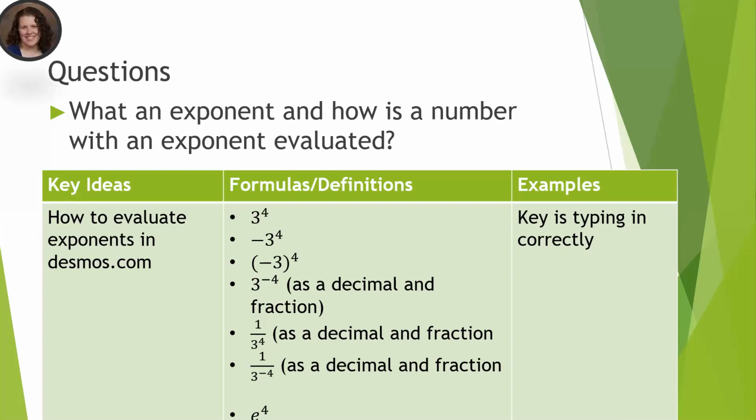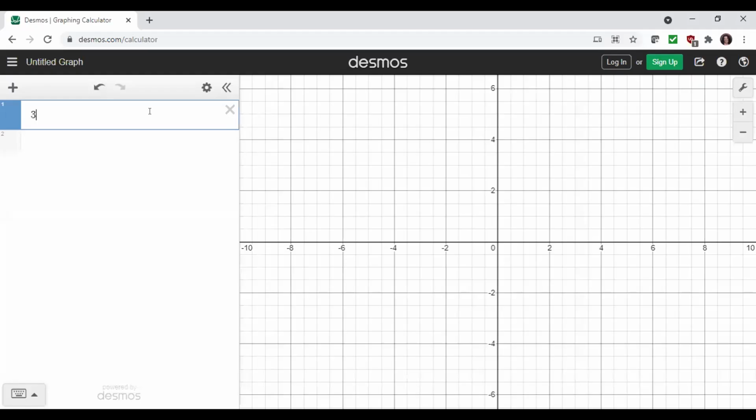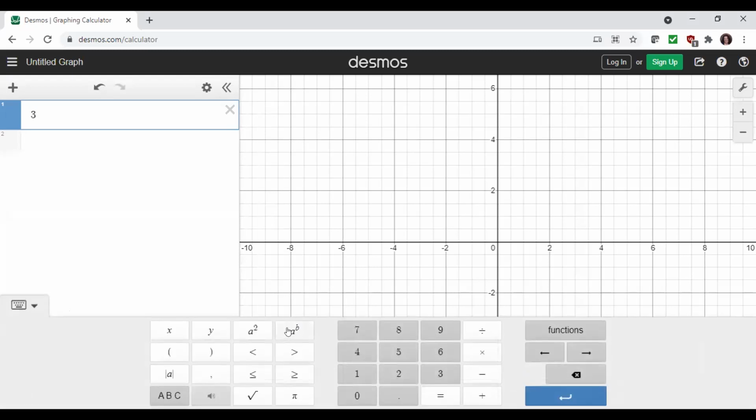So here in Desmos, you're going to type in the number 3, and then one option is to hit the keyboard and then click on this A to the B button and type in 4. And then it'll give you the answer, which is 81. All right, now let's go back to our slide.